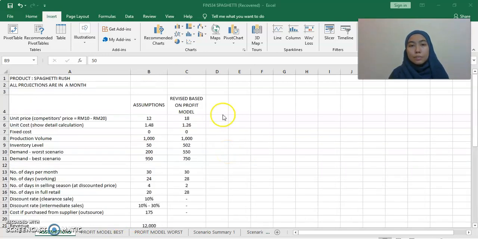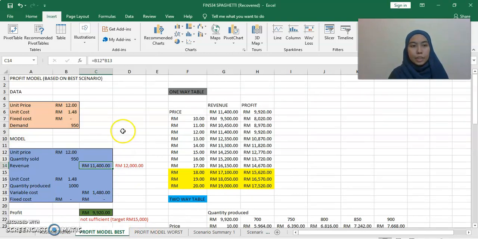So for the revised profit model, I need to model the best and worst scenario. For the best scenario, this is the data from the assumption as I mentioned before, and this is the model. The revenue 11,400, where I get this from the 12 ringgit times 950 units, minus every cost such as unit cost and the variable cost, and I will get the profit 9,920. My target profit is 15,000 and my target revenue is 12,000. So I need to make a scenario to achieve this target.